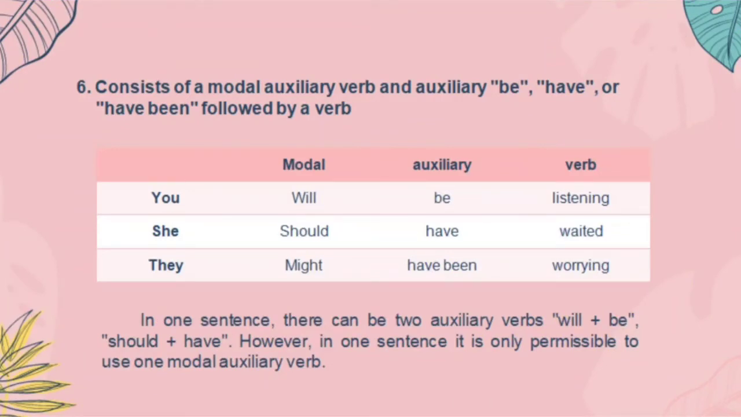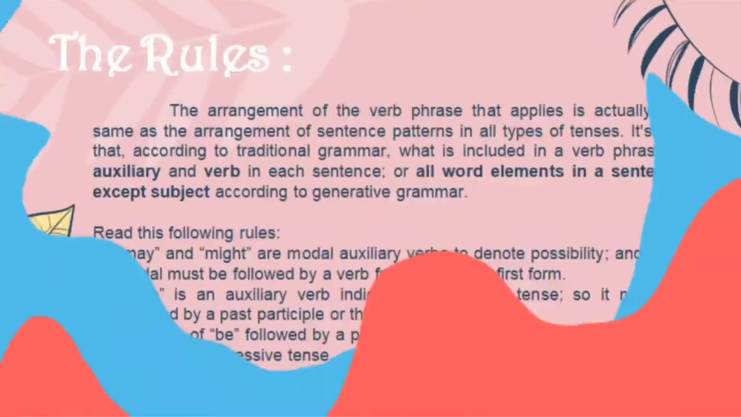Number 6 consists of a modal auxiliary verb and auxiliary be, have or have been, followed by a verb. Subject you, modal will, auxiliary be, verb listening. Subject she, modal should, auxiliary have, verb left. Subject they, modal might, auxiliary have been, verb worrying. In one sentence, there can be two auxiliary verbs, will plus be, should plus have. However, in one sentence, it is only permissible to use one modal auxiliary verb. The rules.